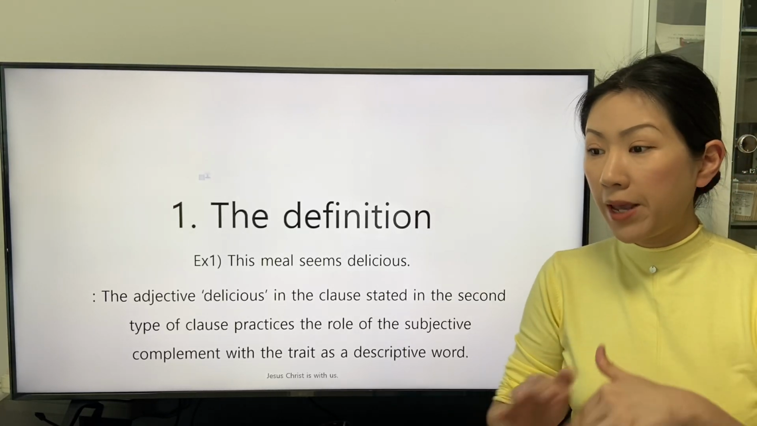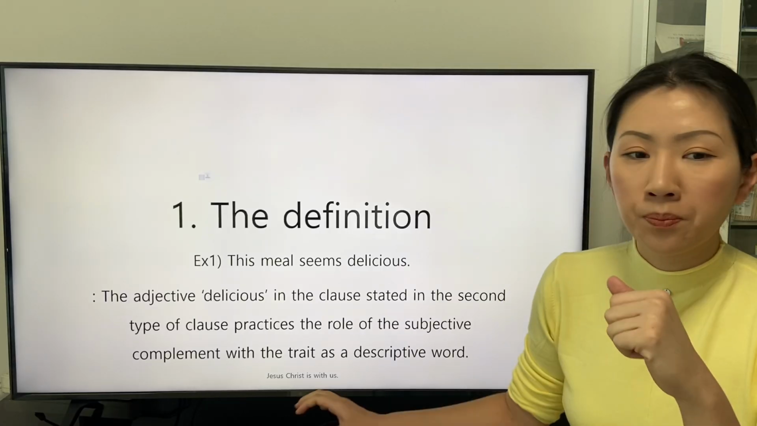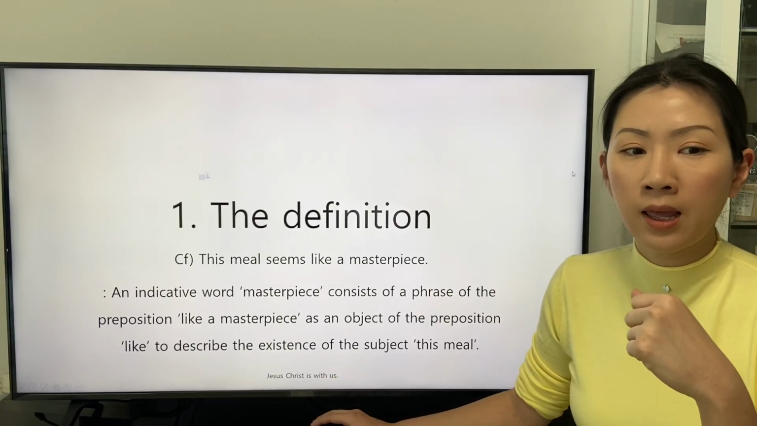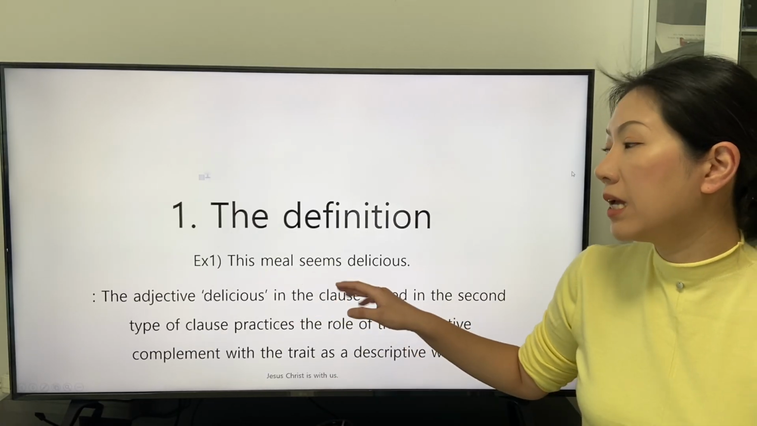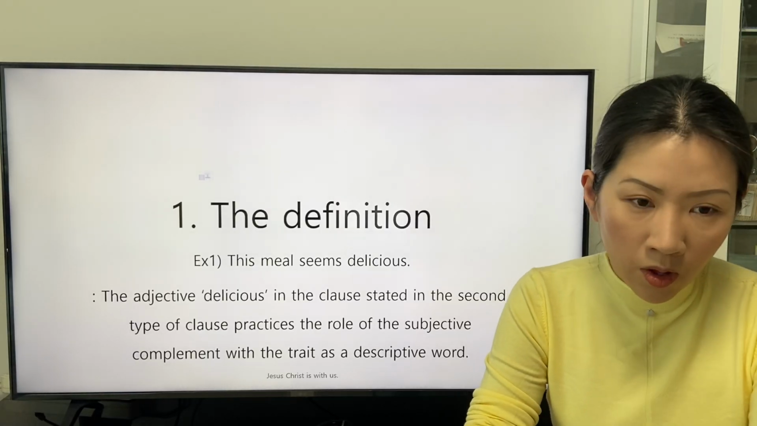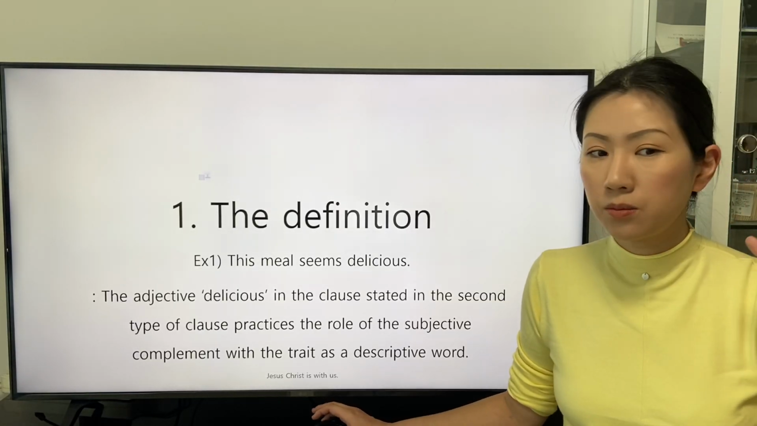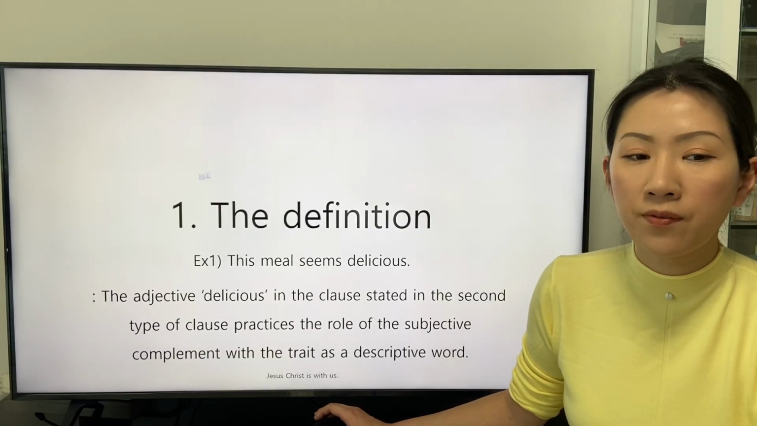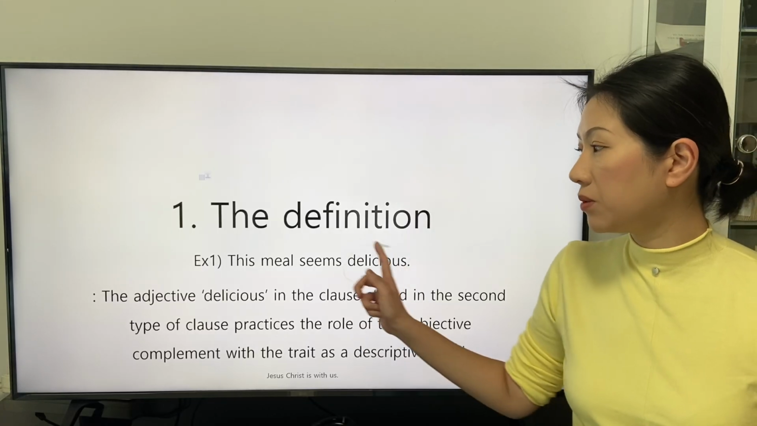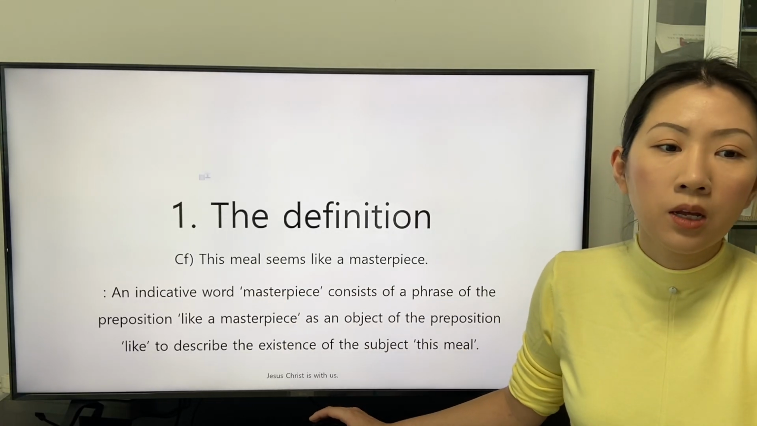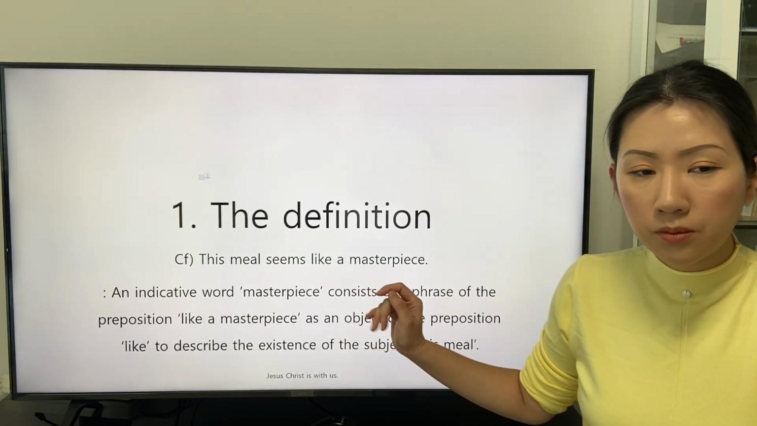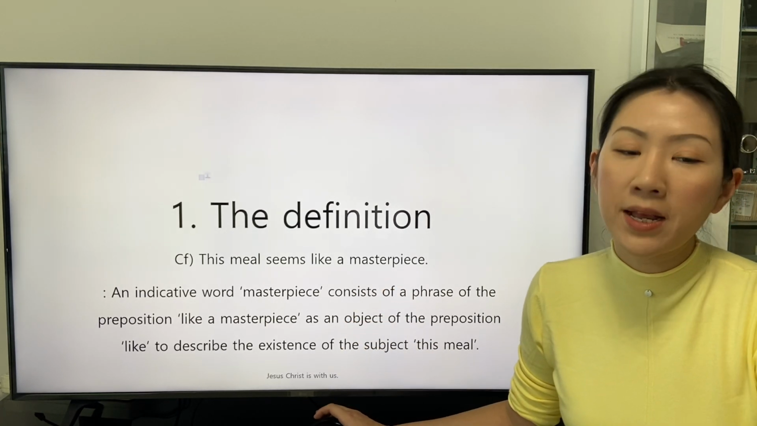We will make sure that this clause is stated in the first type of clause and this clause is stated in the second type of clause. The adjective delicious in the clause stated in the second type of clause practices the role of the subjective complement with a trait as a descriptive word.